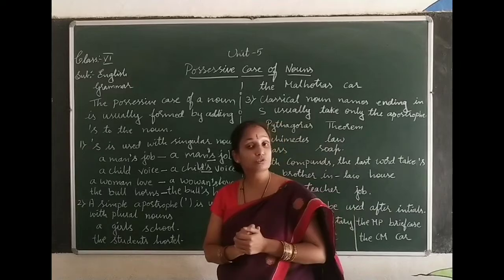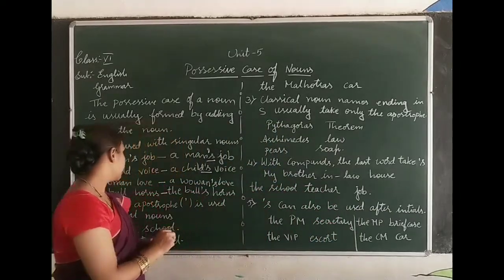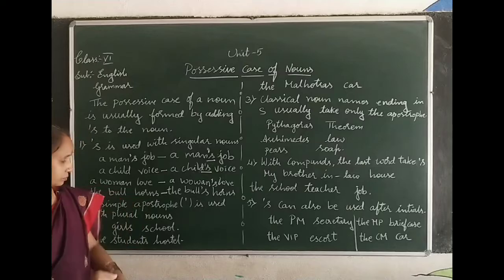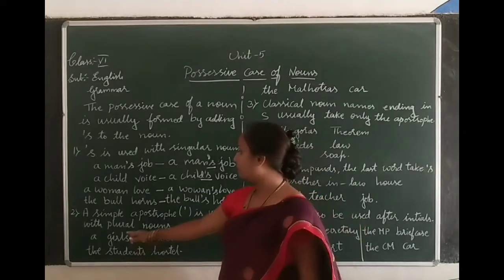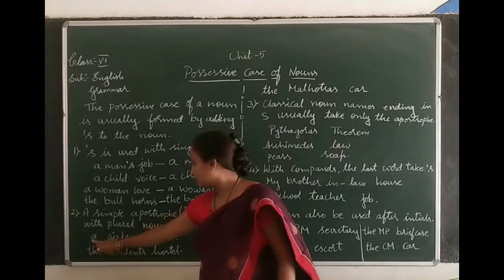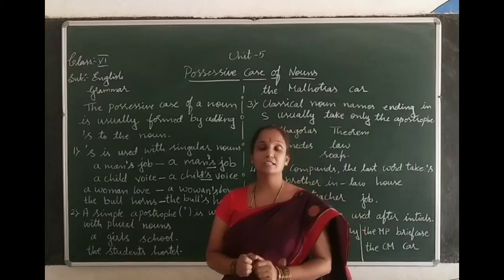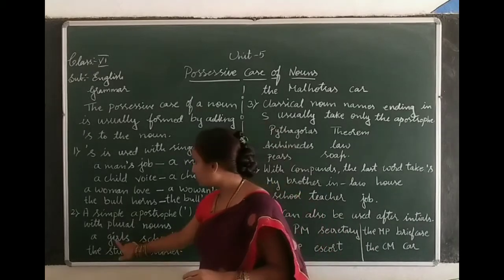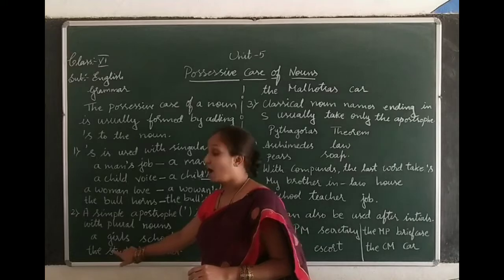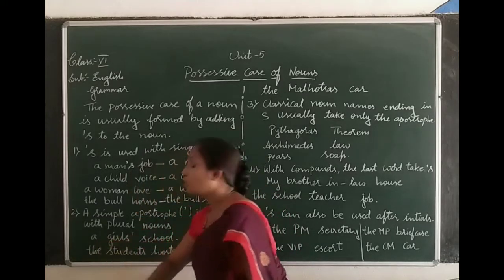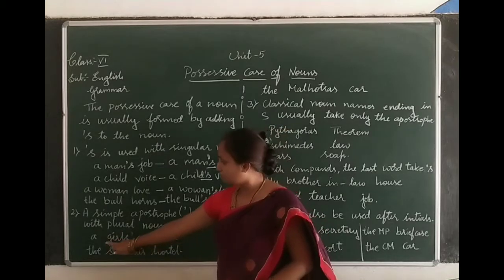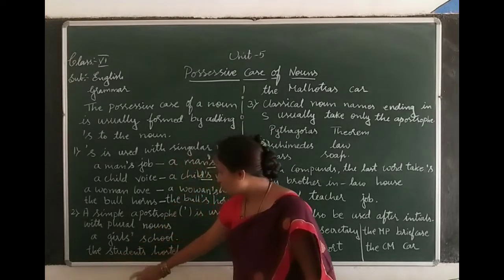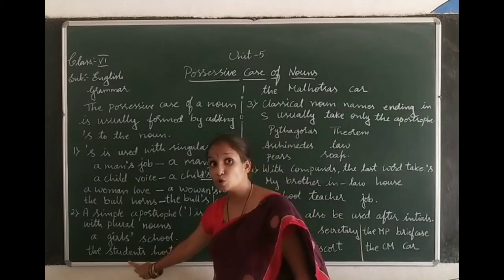Then how do we use it for plural nouns? Let us see here. A simple apostrophe is used for plural nouns. Here are the examples for plural nouns. Look at the board: a girls' school. Girls is a plural word, and after the plural word we should use only the apostrophe. Next one, the students' hostel. Students is also a plural noun.